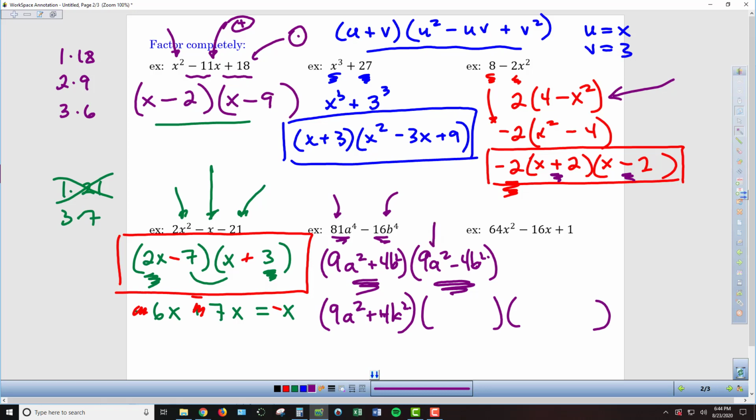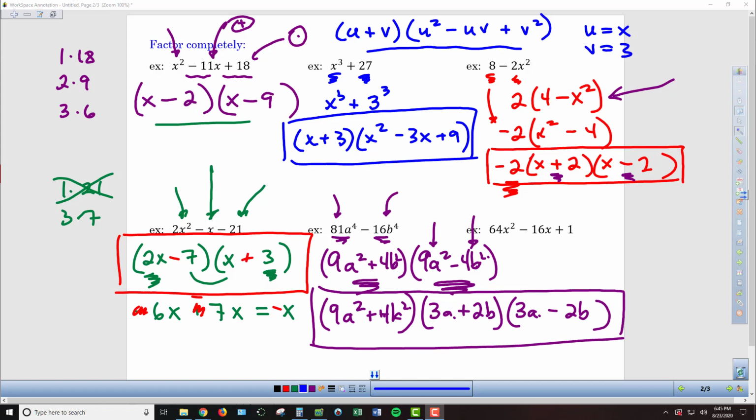The square root of this 9a squared is 3a, so that's going to be the first piece in each of the sets of parentheses. It's going to be one plus, one minus, that's our difference of squares pattern. And then we've got the square root of this 4b squared, so it's going to be plus 2b and minus 2b. And that is as far as we can go.